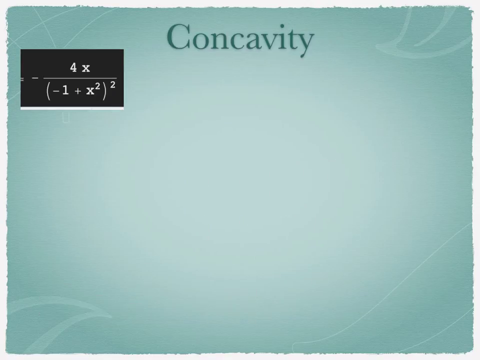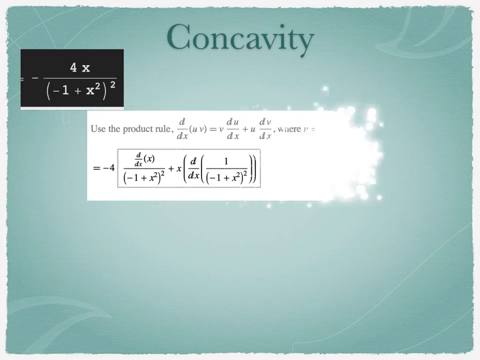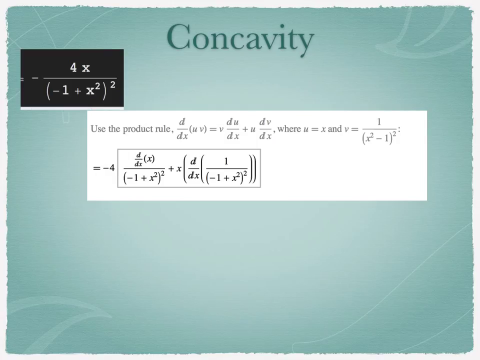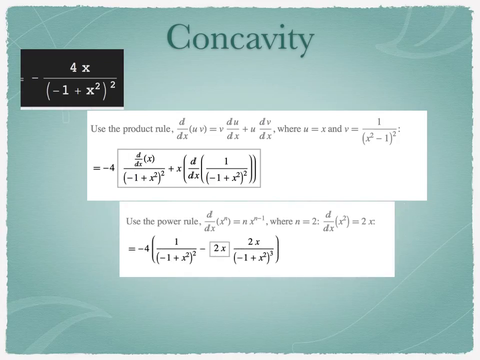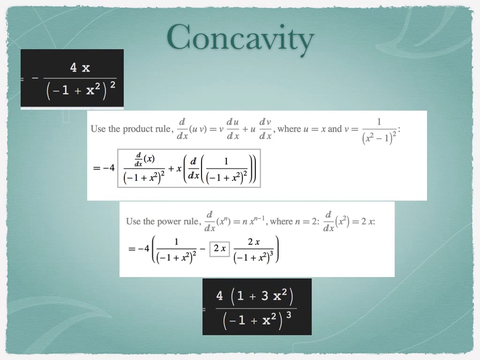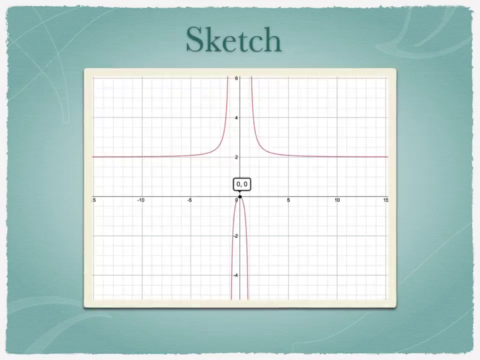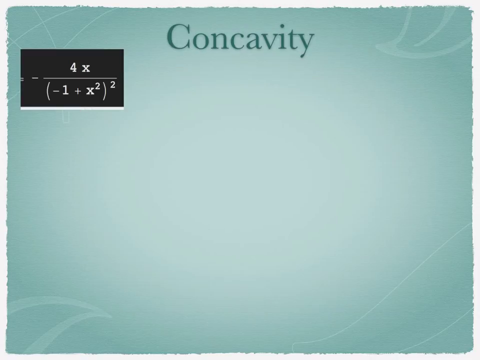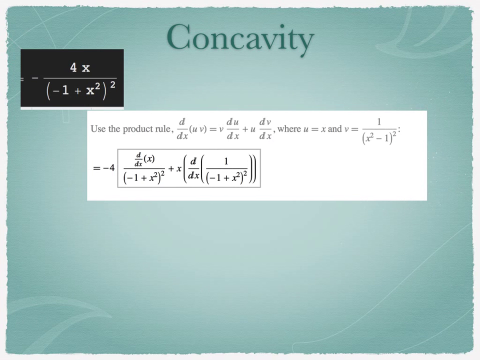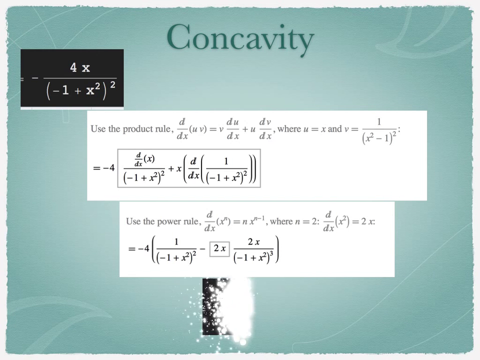Now it's time for concavity. So concavity is basically the second derivative. So we take the derivative of the function shown above. So we use the product rule first. Here's the setup, as you can see. Next would be the power rule, and we do the power rule, and then the final format would be 4 times 1 plus 3x squared over negative 1 x squared cubed. And if we set this equal to 0, we get negative 1 and 1. But just because we don't have negative 1 and 1 in our domain, we don't have any inflection points.